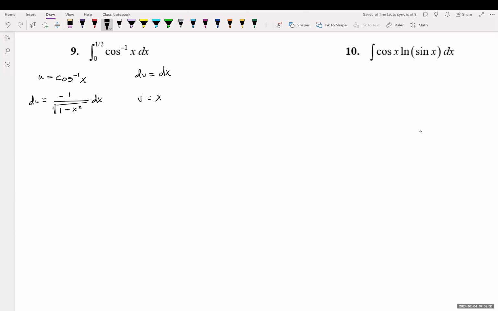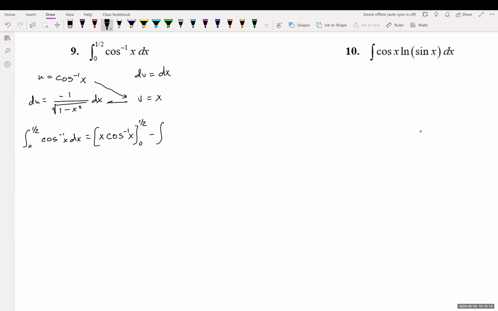So our integral from 0 to 1/2 of cosine inverse x dx is going to equal, first we multiply here, u times v, that's going to be x cosine inverse x, and that's going to be evaluated from 0 to 1/2, minus the integral.